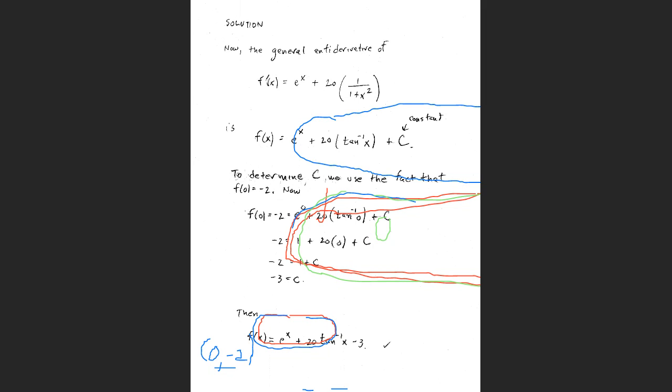And so that means the antiderivative that I am looking for is f of x equals e to the x plus 20 times the arctangent of x minus 3. Okay, and please let me know if you have any questions.